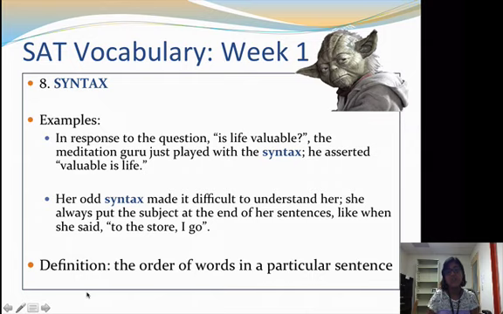Syntax refers to the order of words in a particular sentence. Write your own original sentence using the word. Make sure you have both the definition and the sentence when you're done.